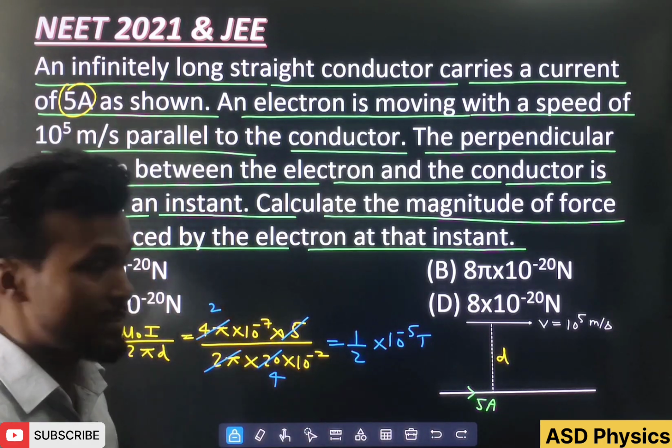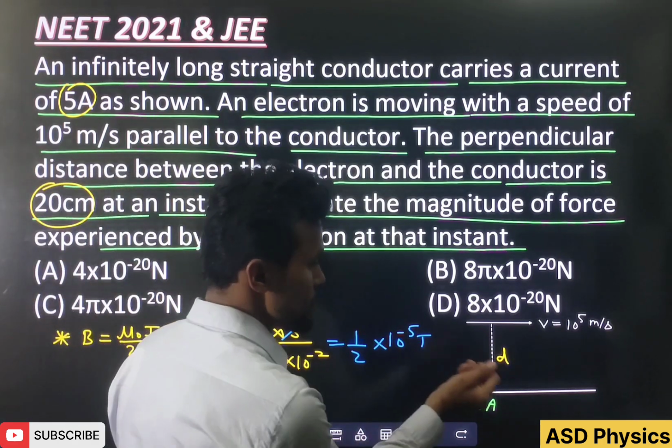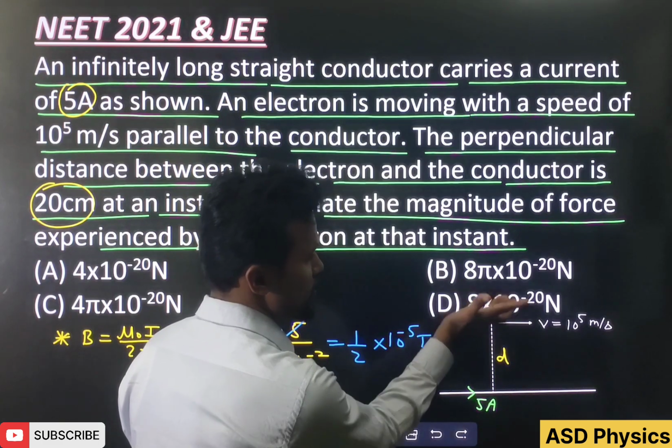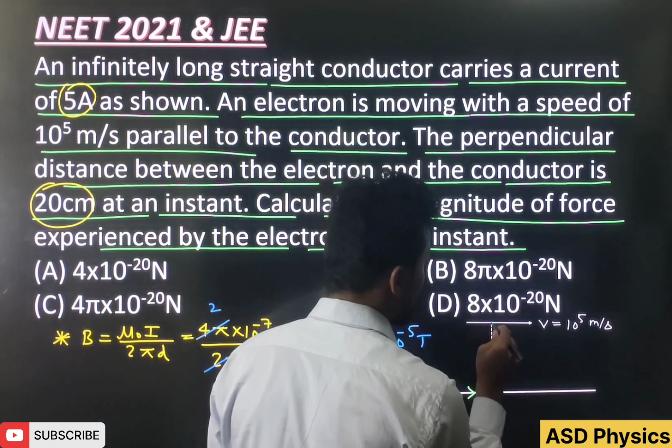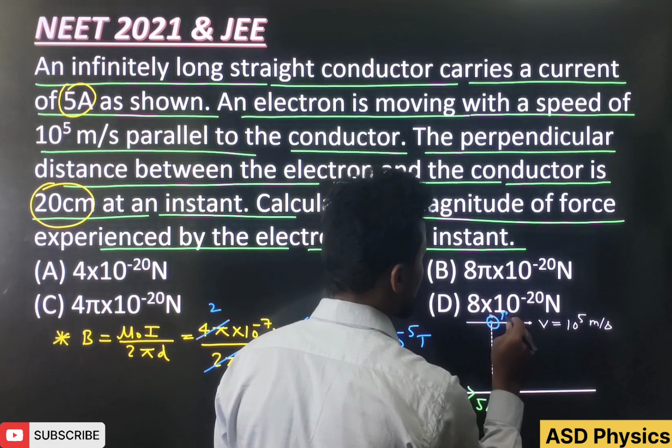This is the magnetic field. In which direction? See, all the fingers along the current, palm towards the observation point. Then which side is the thumb coming? Outside here. So what is happening here? This magnetic field is outside.